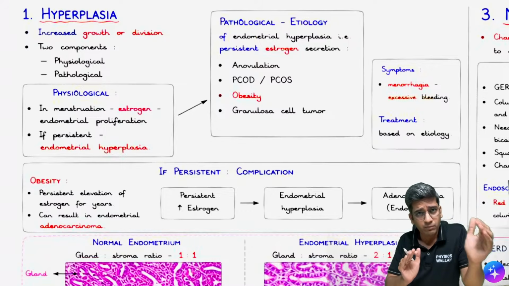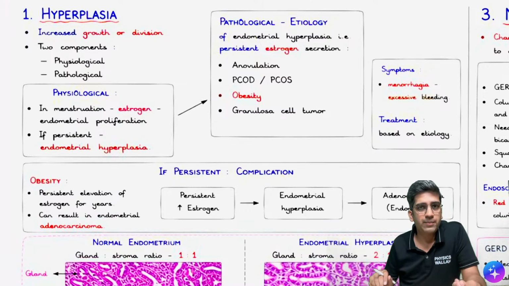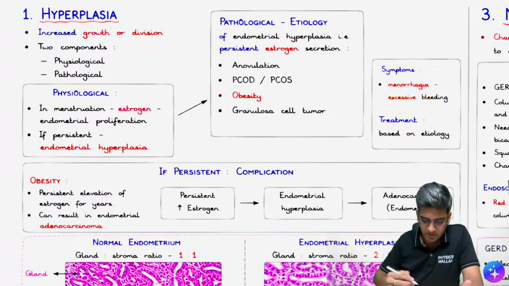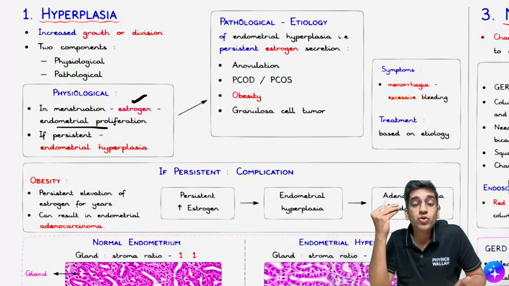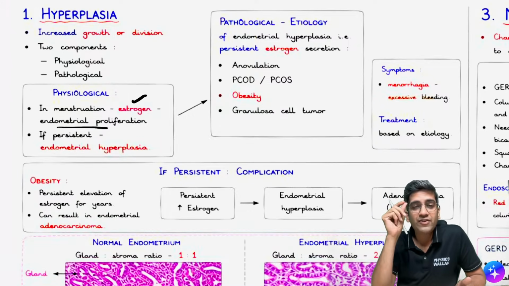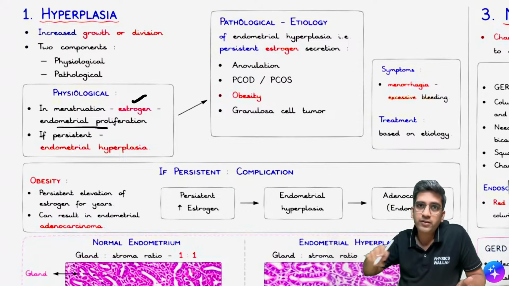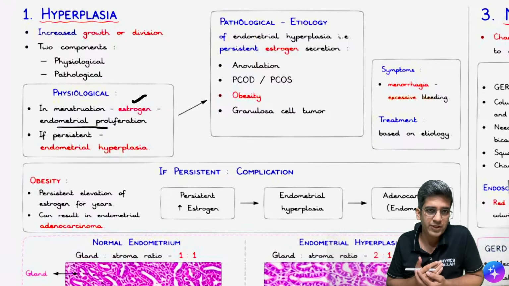We have both physiological as well as pathological types. The best examples of physiological hyperplasia are normal hormonal changes, for example the menstrual cycle. During the proliferative phase of the menstrual cycle, we have estrogen and endometrial proliferation happens. And you know for a fact that once you have ovulation, estrogen stops and the proliferation also stops, right? If the same physiological process persists, it will result in endometrial hyperplasia, right?